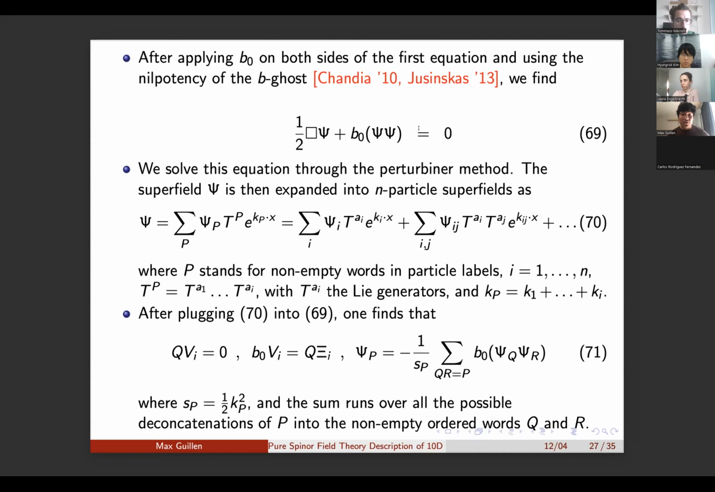And now we solve this equation of motion by using the perturbative method. So we expand psi in terms of the multiparticle fields. Okay, and then we find equation 71. So we have the single particle superfields are BRST closed. The gauge condition for them is BRST exact, and also we find this equation of motion for the multiparticle superfields, where s_P is basically the generalized Mandelstam invariant, k_P is just the sum k_1 plus through k_i.